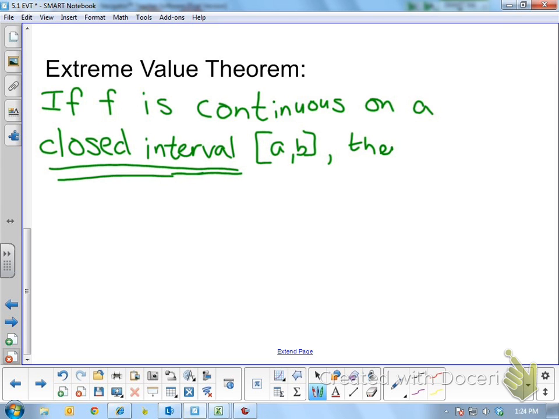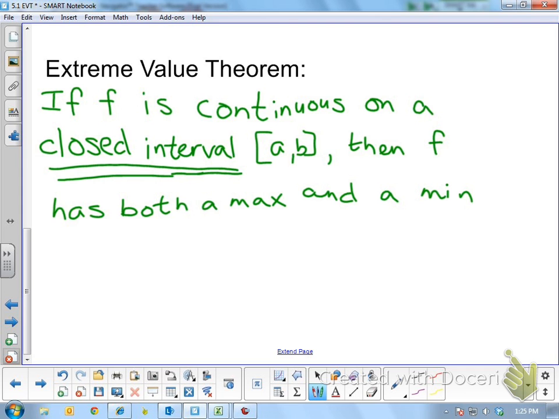Then f has both a max and a min on the interval. So this is one of our important theorems of calculus. I usually call it EVT for extreme value theorem.